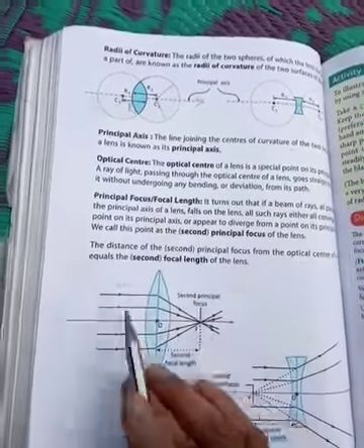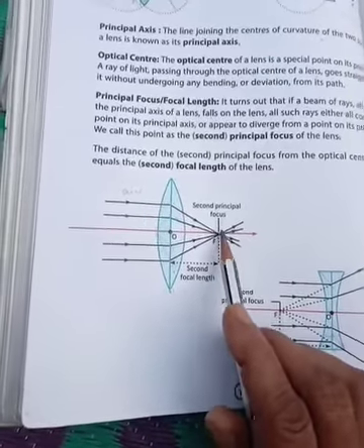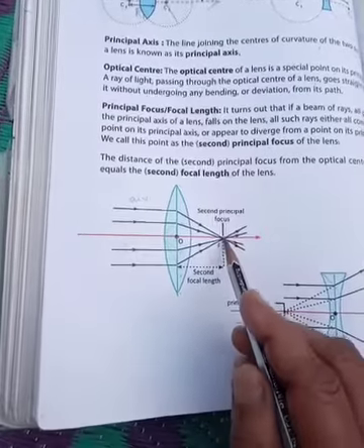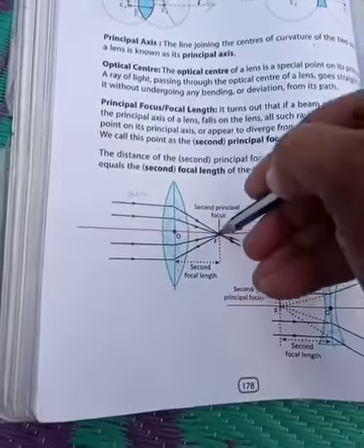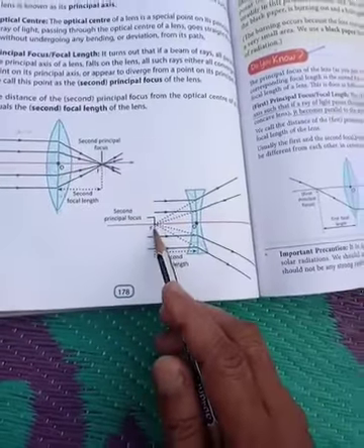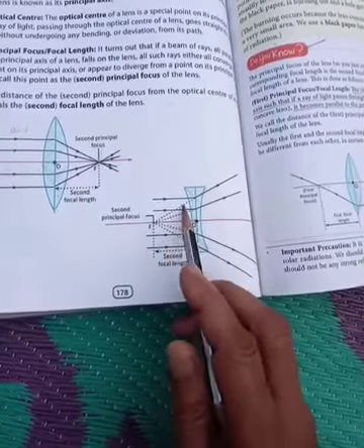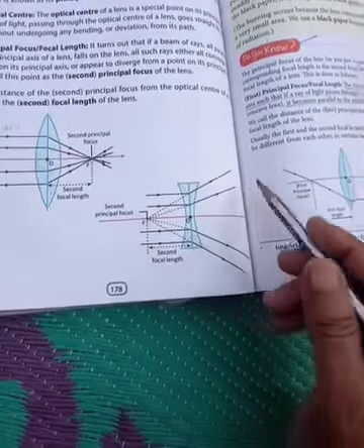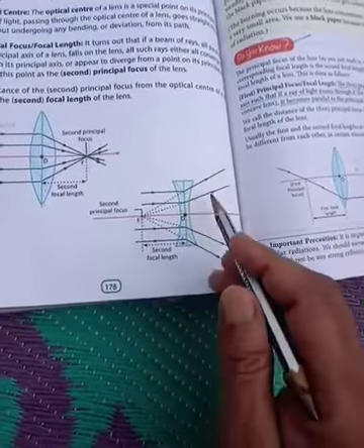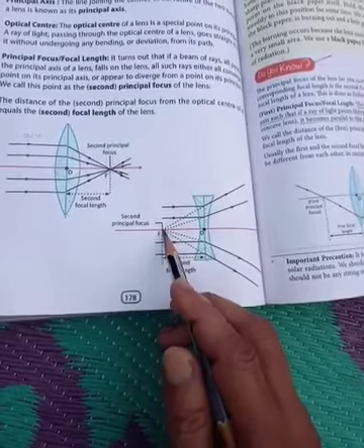Now the principal focus. The principal focus of a convex lens is a point on the principal axis where all the incident rays coming parallel to the principal axis converge or meet after refraction. This is the second principal focus in the case of a convex lens. For a concave lens, it is a point on the principal axis at which all incident rays parallel to the principal axis appear to diverge after refraction. Just see, these are the refracted rays diverging from one another, and if you extend them with virtual rays, they meet at a point.